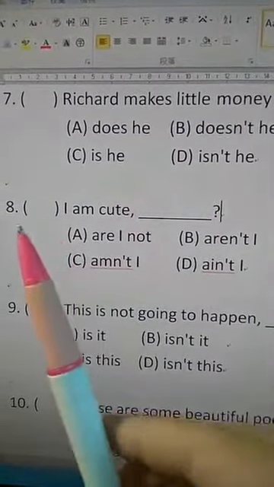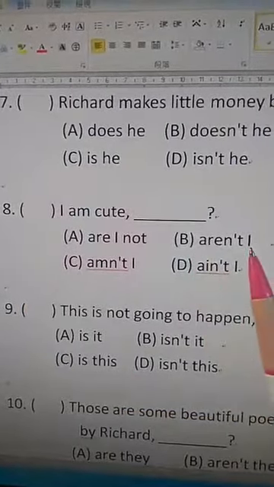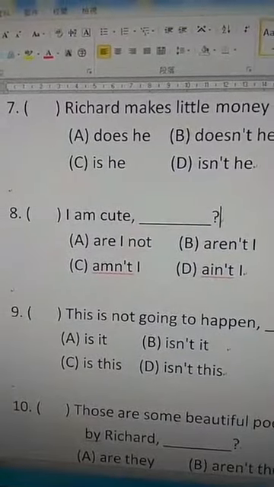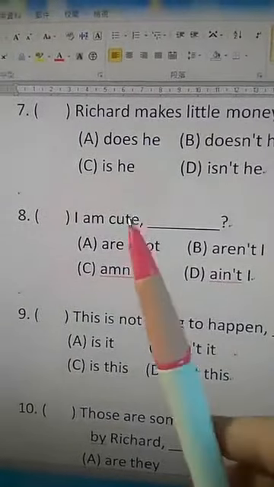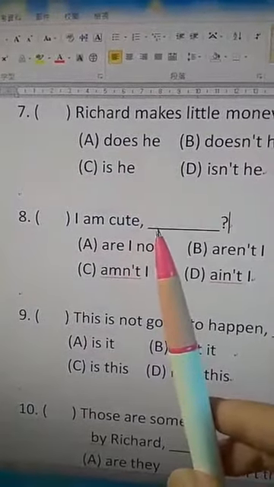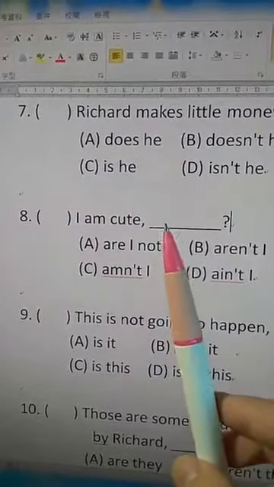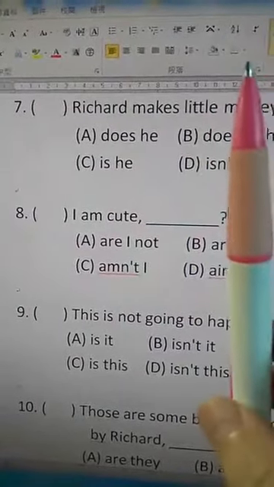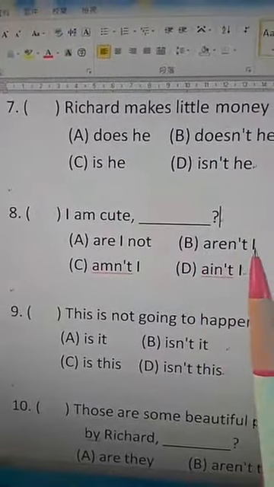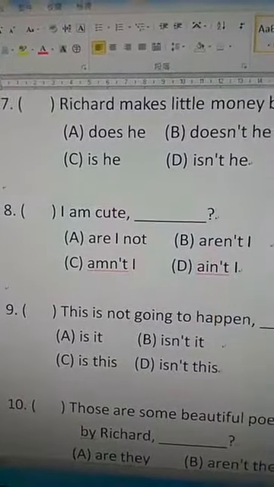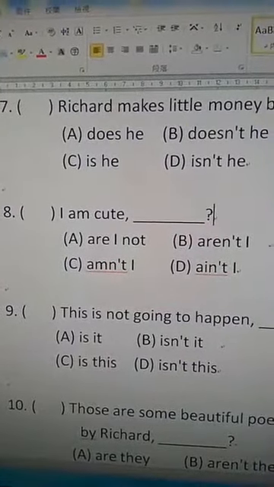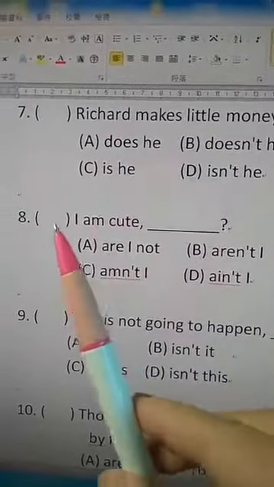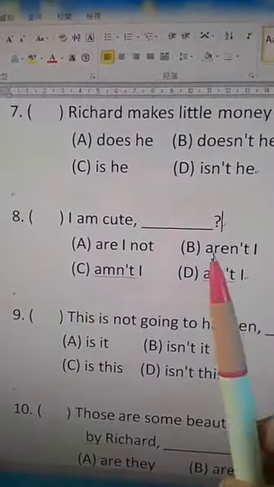Okay, let me tell you. The answer is aren't I. So if you got the wrong answer, please memorize that in mind. There are two kinds of answers in this sentence pattern. Please remember that the first one is aren't I, it is correct. The other answer, viewers and watchers, please remember that, okay? One answer for this main sentence I is aren't I.